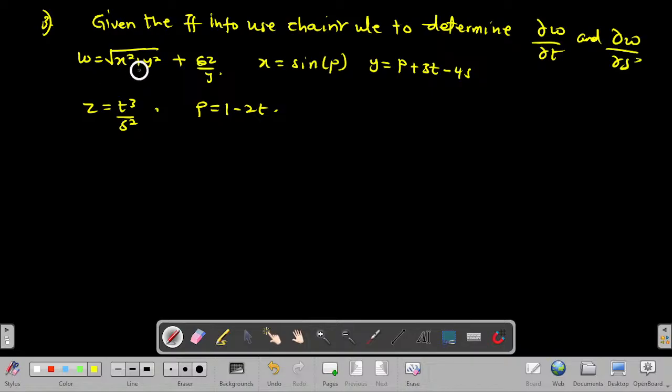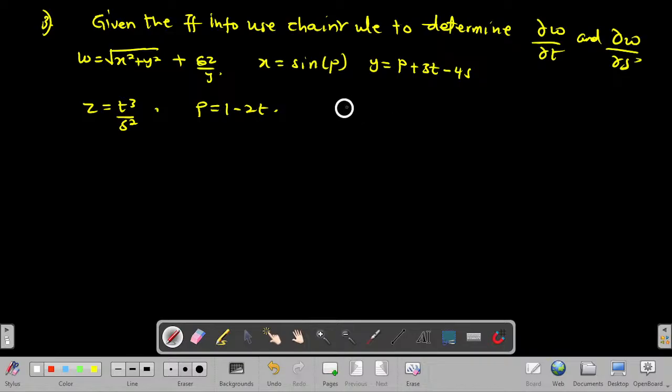We have w. W contains x, y and z. X also has another thing, y has some, and p has some. And the question is find the partial derivative of w with respect to t. We want to differentiate this expression with respect to t. Meanwhile, there is no t. So what does the chain rule do? You enter w, you see x, y, z. Enter x, what do you see? p. Enter p, what do I see? I see t. Please use a tree diagram for this.